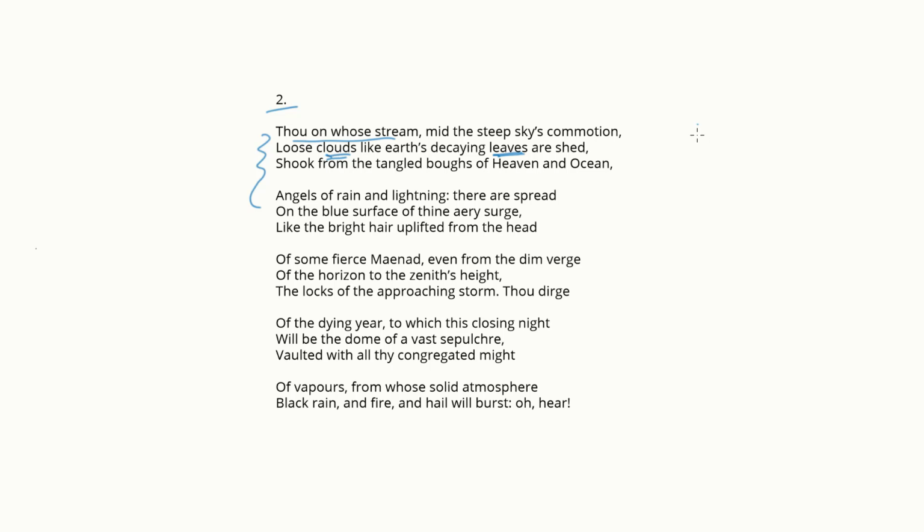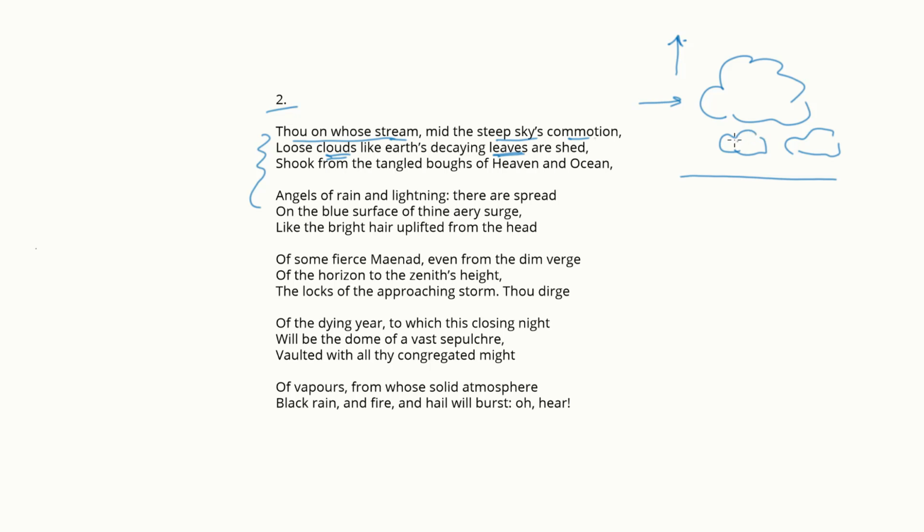So if we have the sky and these clouds, we can imagine all these clouds in the sky. Then this is the air stream, the air currents that we have here. So that's the word stream. And it's a very tall sky, so think of it as the steep sky. It goes straight up and there are so many different clouds all the way along. Commotion, of course, has the sense of turbulence, lots of activity going on. There's a storm brewing. And it says, loose clouds like earth's decaying leaves are shed.